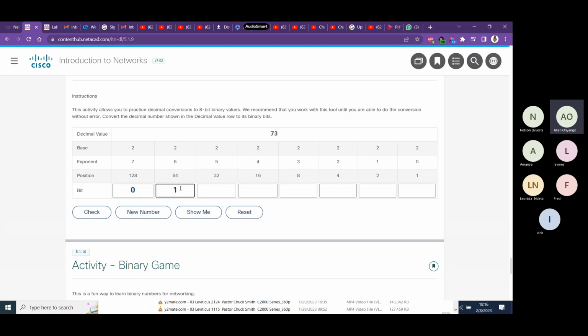9 is which number for which number? It is 8. It is 8 and 1. Thank you very much. Put a 1 under 8, put a 1 under 1. Fill the rest with zeros.